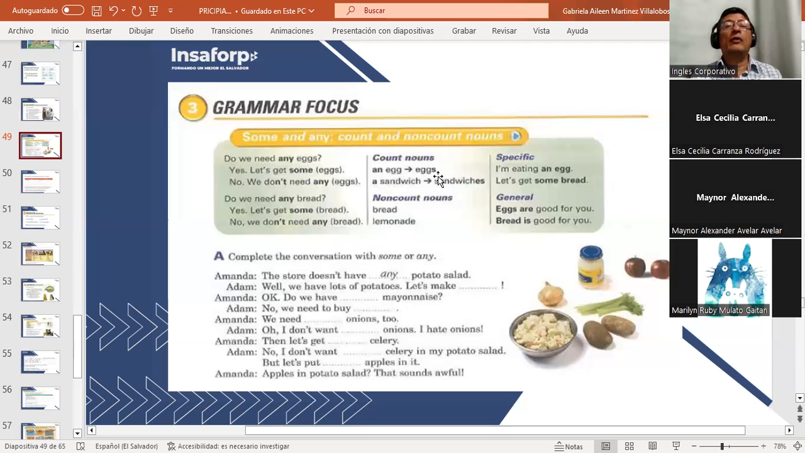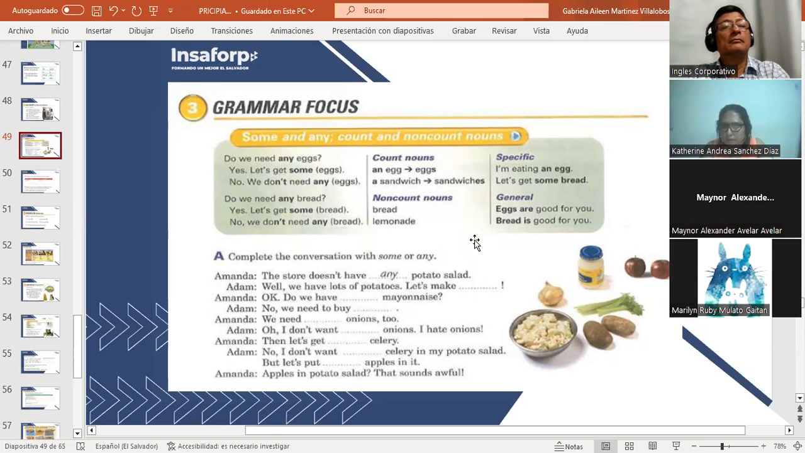Questions? Okay, and what are the count nouns? Algo que podíamos contar. Correcto. Bananas, apples, onions. What else? Piezas de pan. Okay, we can count cameras, laptops, cell phones, chairs, no solo comida. Todo lo que se pueda contar. Everything that you can count, okay?